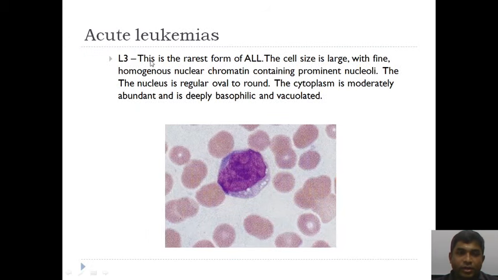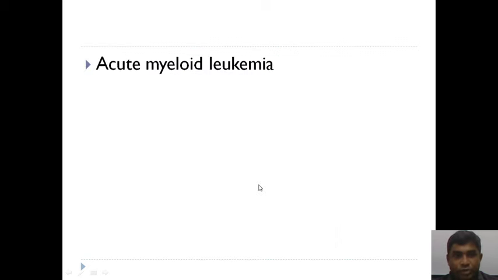So what is L3? This is a rarer one. Here the cell size is large with homogeneous chromatin and prominent nucleoli. The nucleus is usually round to oval. The cytoplasm is abundant and has many vacuoles. So this is an older classification. Now the most commonly followed classification is the WHO classification, in which you need to incorporate chromosomal and genetic abnormalities.